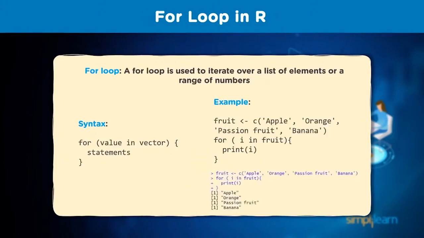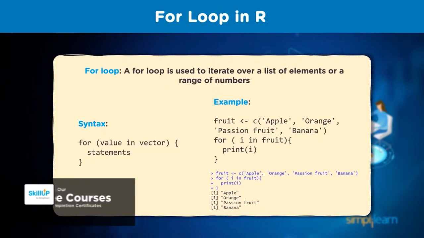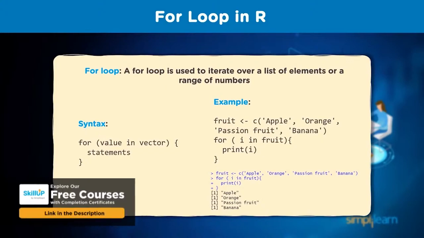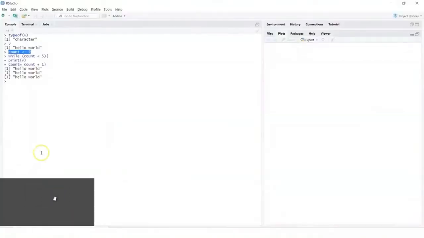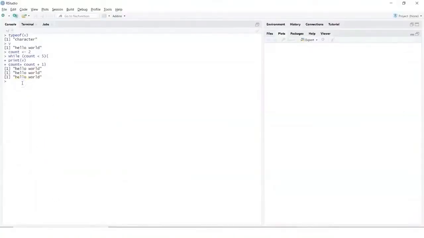Now we could also go for a for loop. A for loop is basically used to iterate over a list of elements or a range of numbers. So for example, if I have a vector like fruit which has some values, I could just say for i in fruit, I would want to print something. So let's try this also as an example to test our for loop.